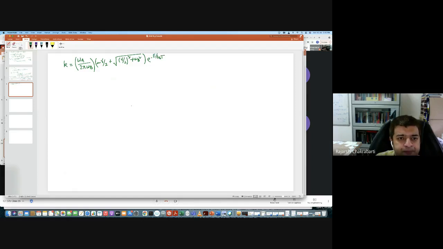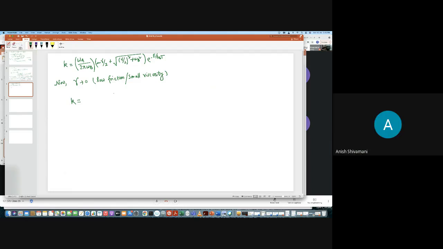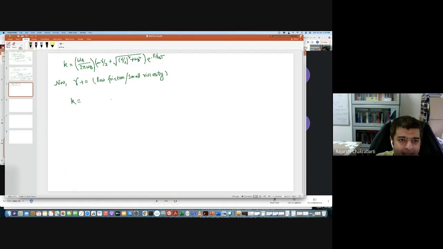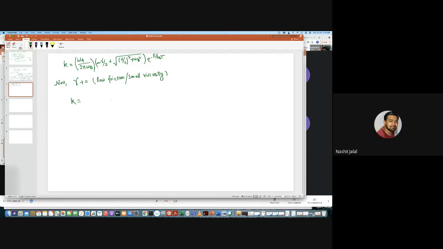Okay, this is fine. Now, if I go to a limit where your friction goes to 0, low friction or 0 friction limit, small viscosity, what will happen to this expression? This gamma by 2 is 0, no? Yes, 0. Okay, so what is going to happen? Omega A by twice pi. Tell me, what is going to happen? Omega B will also go. Only omega A would be there.